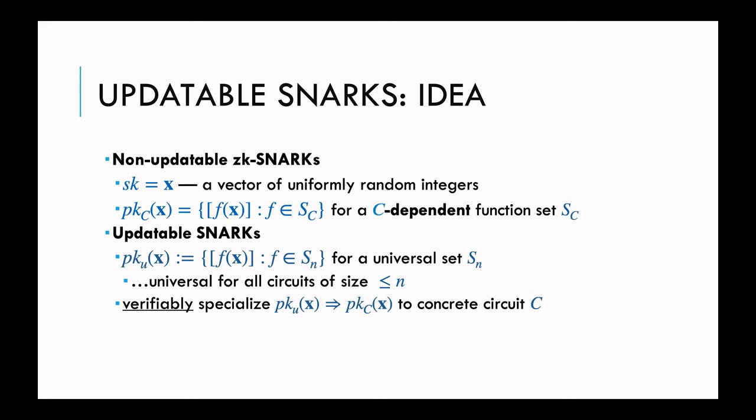This is very important in practice because you do not want to generate a new CRS from scratch each time when you change the circuit. Let's say in the case of blockchain, or let's say Zcash, if you change the protocol, the circuit changes. You do not want to start doing everything from scratch. You would like to use some kind of trust that you have already in the system, and then you have this universal public key and you specialize it to the new circuit.